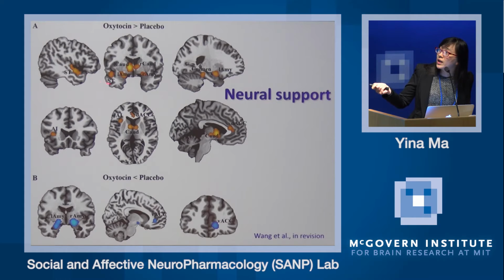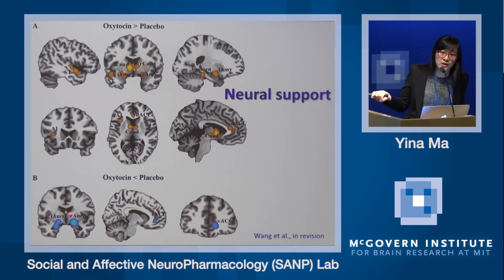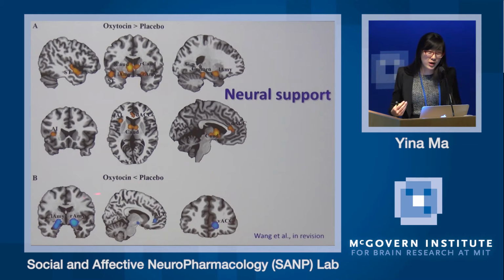One thing one may notice from this slide is the amygdala activation. We can see that amygdala activation is significantly increased and also decreased by oxytocin. That's a strange effect in the literature, and that has been recognized for a long time. So we want to reconcile this incongruent oxytocin effect within the social adaptation model.